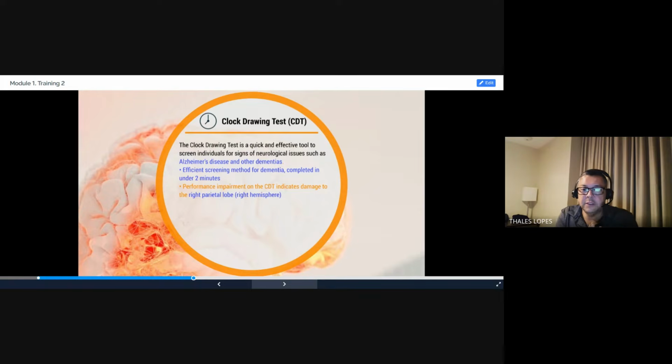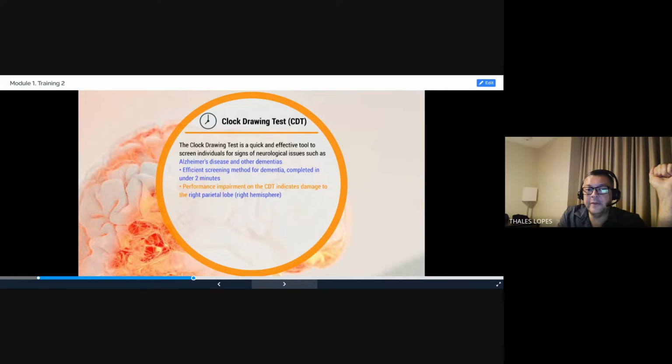Why do we do it? Well, it's a quick, effective tool for neurological symptoms, often in dementias, Alzheimer's, right? When we say dementia, it's the bigger umbrella, and the first part of it would be Alzheimer's. 75% of the dementias are Alzheimer's dementia, right? And two minutes is how long it takes to do the clock drawing test.